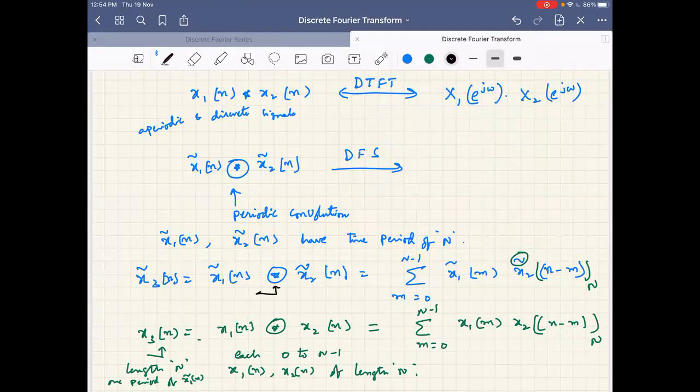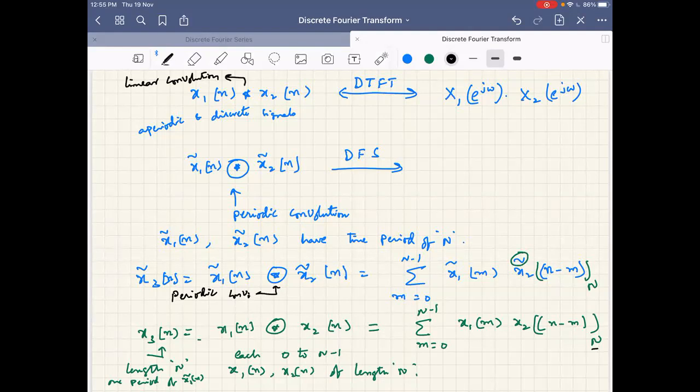Whereas here n minus m doesn't exist because the sequence we are looking at is only the 0 to n minus 1 region. But still we want to imitate what happens in the periodic sequence which extends from minus infinity to infinity. That's why this modulo operation has come here. So please note that, and hence this is called periodic convolution, whereas what we do here is a linear convolution, and this is periodic convolution.